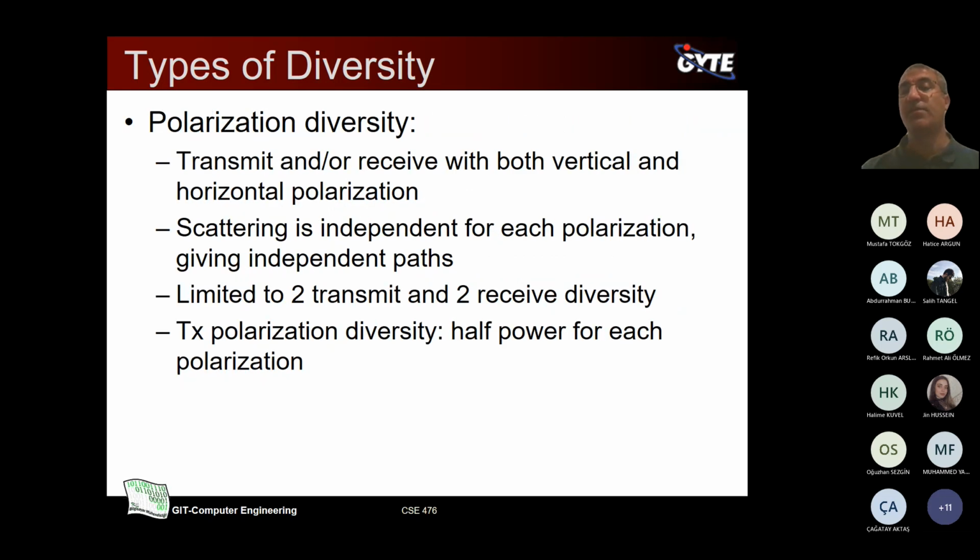The second type of diversity is called polarization diversity. We have two polarizations, as you know. One of them is the vertical, the other is the horizontal polarization. So transmit and receive with both vertical and horizontal polarization is achieved. Scattering is independent for each polarization so that it can lead to independent paths. But this type of diversity is unfortunately limited to only 2x2 transmit to receive diversity. TX polarization diversity means half power for each polarization.